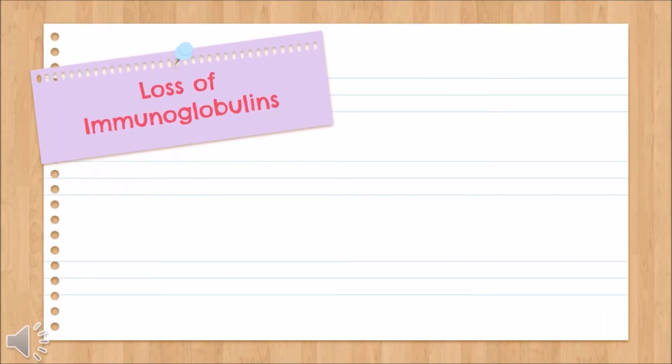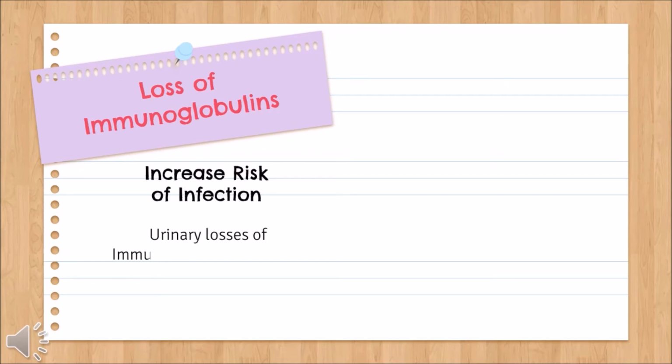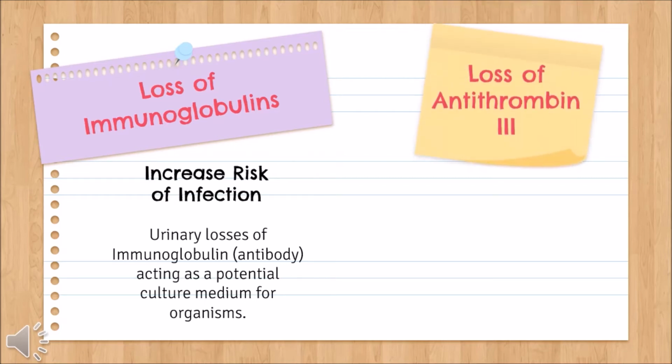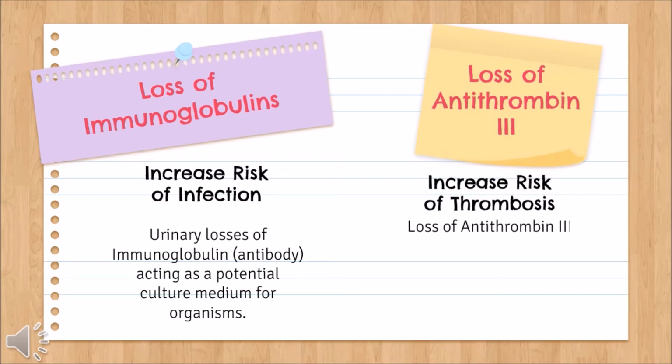Loss of immunoglobulin may increase the risk of infection, as the immunoglobulin lost into the urine then acts as a potential culture medium for organisms. On the other hand, antithrombin 3 loss can increase the risk of thrombosis as it leads to hypercoagulation.